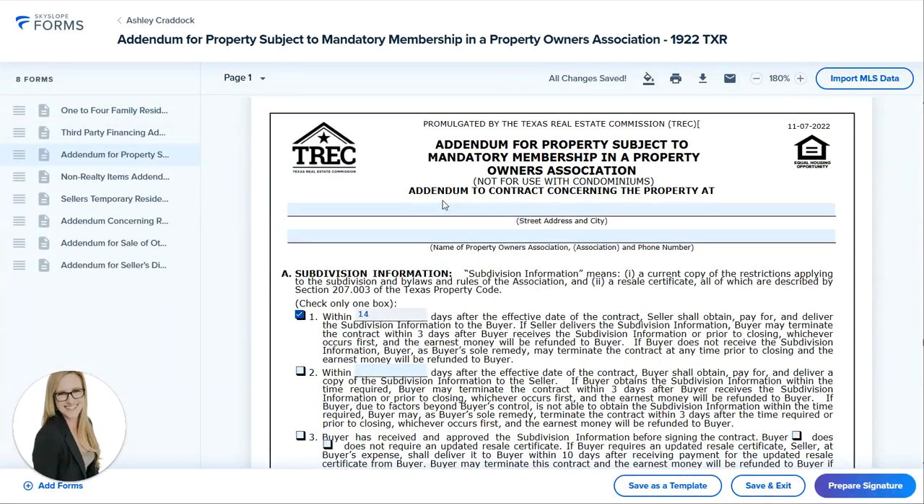The next form I'm going to go over is the mandatory homeowners association form. So this is where you list the address, city, the name of the HOA that will be listed on the listing, as well as the phone number. So you just add those there.